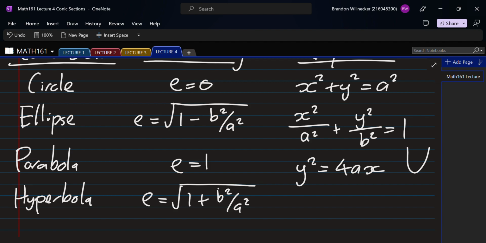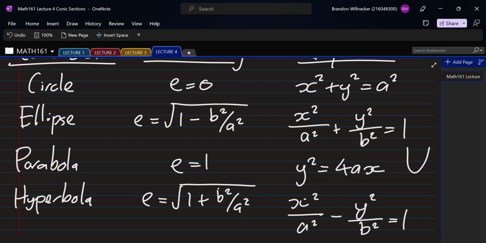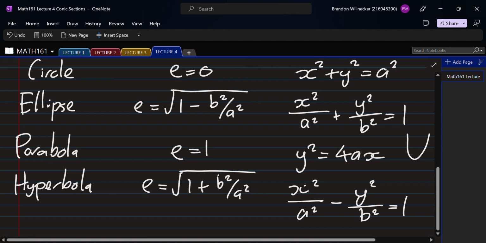And the eccentricities look fairly similar to the ellipse, as well as the equation, so please don't confuse them. In the ellipse, the eccentricity is the square root of 1 minus b squared over a squared, so we have a minus between those terms. For the hyperbola, it's 1 plus b squared over a squared, and then there's a minus between the terms in the equation. There's a bit of switching around there, so please don't get confused between those two.